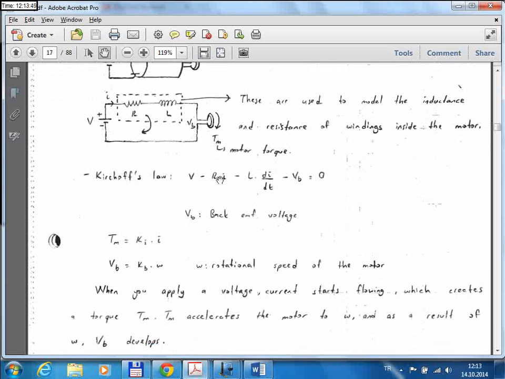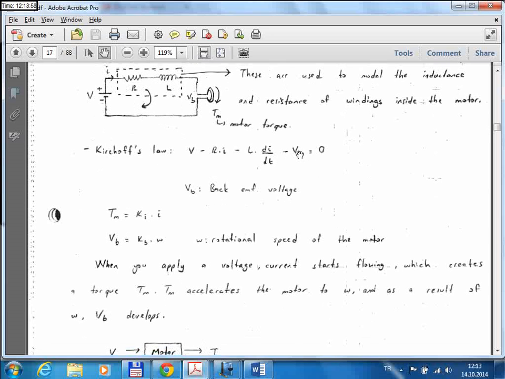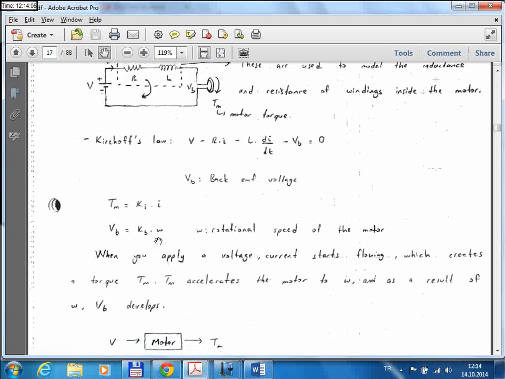So this is the current flowing. R and L are constant numbers, and there's just the VB term which we don't know yet. This back EMF voltage depends on how fast the motor is rotating, and we use this linear relation for that. So the back EMF voltage is equal to the rotational speed of the motor times a constant number.